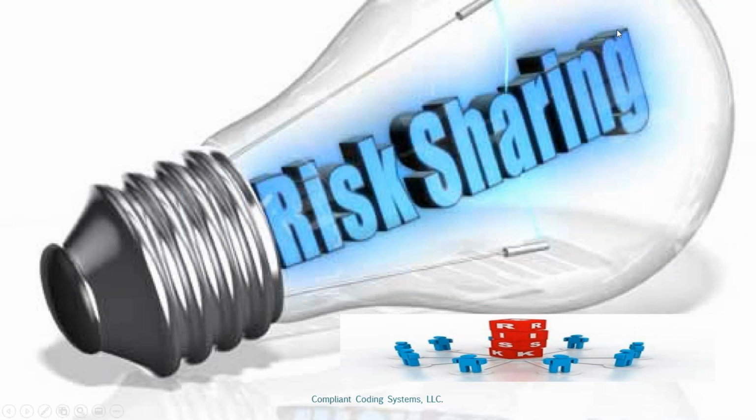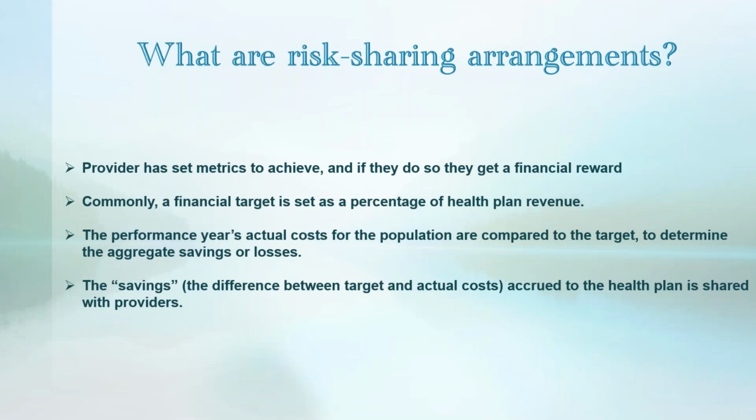Another component to this is risk sharing. What are risk sharing arrangements? Providers have set metrics to achieve, and if they do so, they get a financial reward. Commonly, a financial target is set as a percentage of the health plan revenue. The performance year's total actual cost for the population is compared to the target to determine the aggregate savings or losses. The savings, the difference between the target and actual costs accrued to the health plan, is shared with providers. And also in these shared risk arrangements is often language that if there is a deficit or a loss, that is spread amongst providers as well.